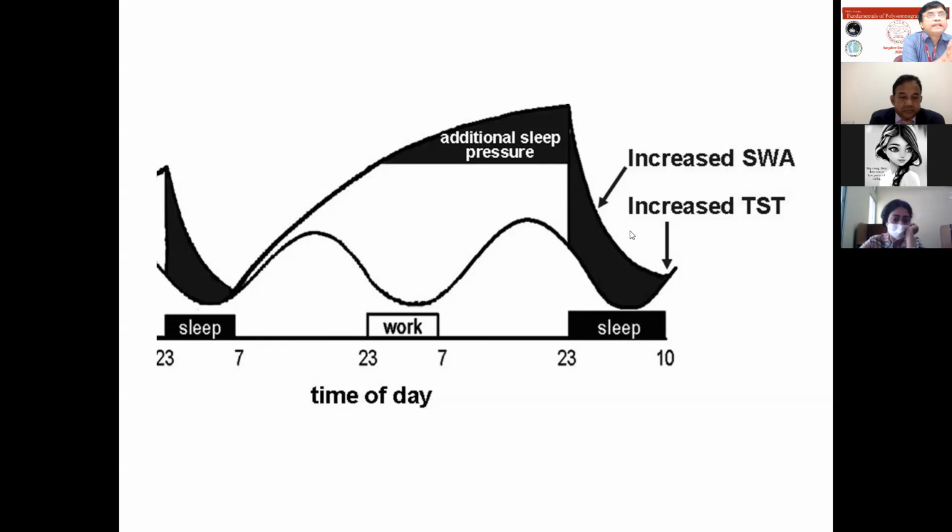Therefore, this dissipation of sleep pressure during sleep, which is proportional to the deep sleep or slow wave activity, is very, very important for the many physiological functions associated with the deep sleep state or slow wave activity. So this whole process is called the homeostatic regulation of sleep, of which sleep pressure is very important.